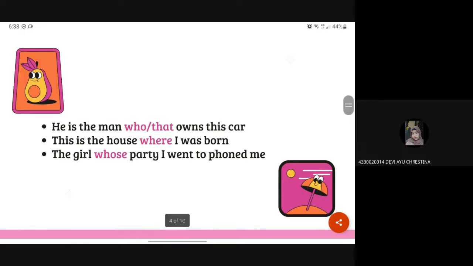For example, he is the man who owns this car. The man I point at is the owner of the car. And the next example, this is the house where I was born. The third is, the girl whose party I went to phoned me.